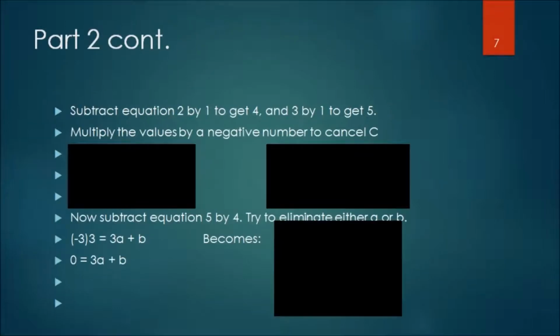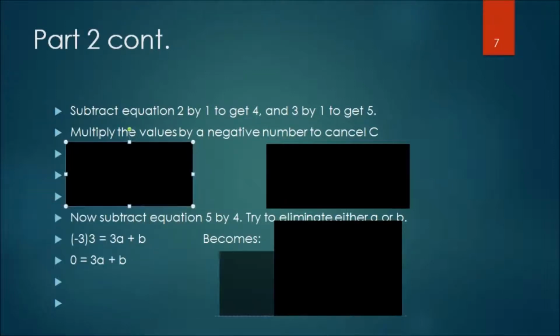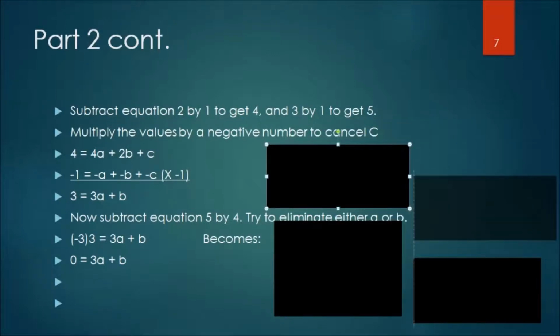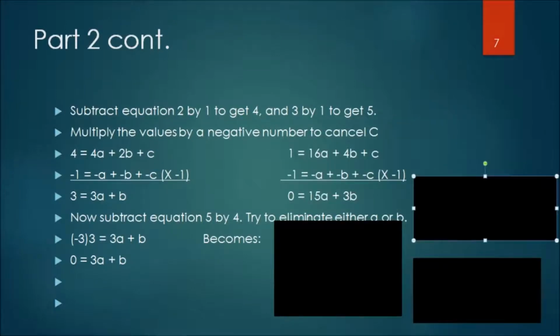The next step is to subtract equation 1 from equation 2 to get equation 4, and equation 1 from equation 3 to get equation 5. It will look like this. I will give you time to write this down. Now the next step is to subtract equation 4 from equation 5. Try to eliminate either a or b by multiplying everything across by a negative 3.